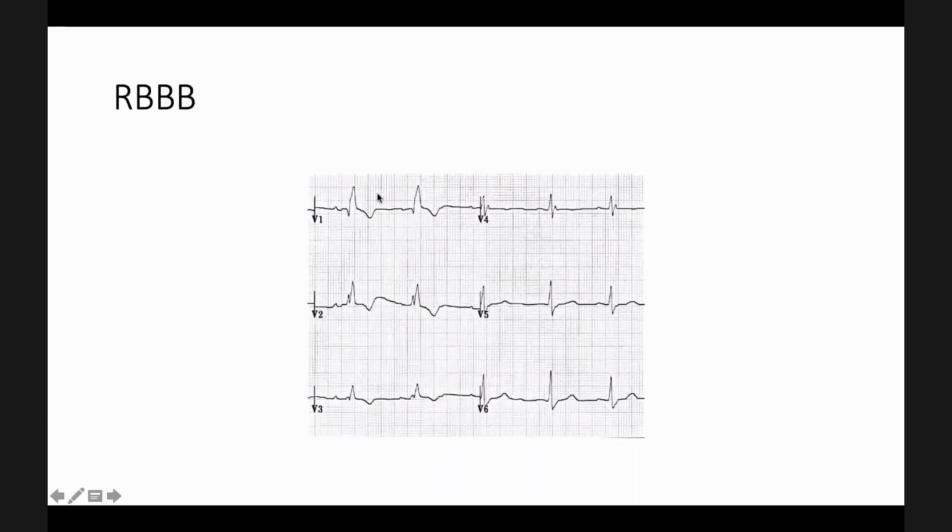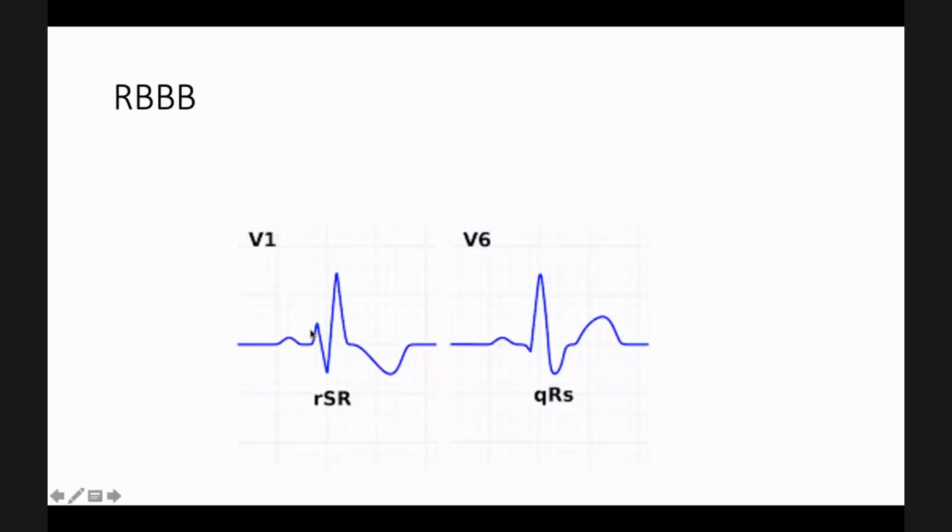To diagnose right bundle branch block, there's an RSR pattern. You can see the R, S, and another R. That is the RSR pattern, usually seen in V1 and V2. With that you get T inversions as well, in V1 to V3. That is normal. And also you get a slurred S in V6. This is the RSR pattern, the small r, and the second R is tall.